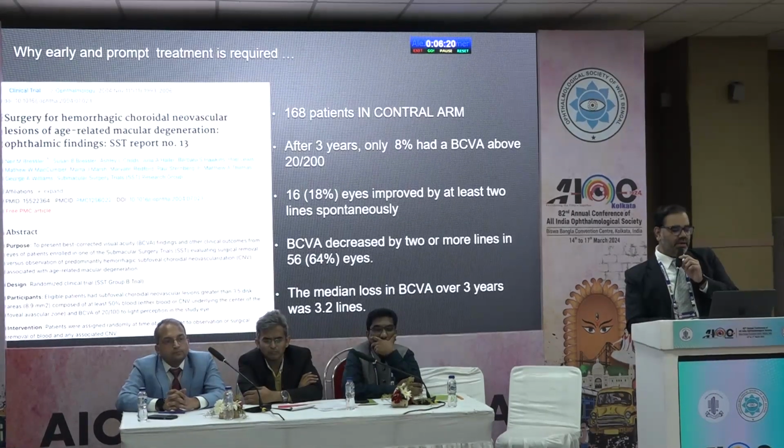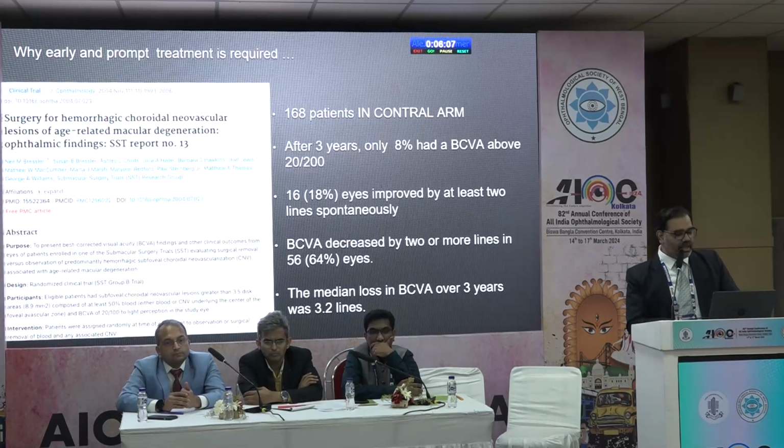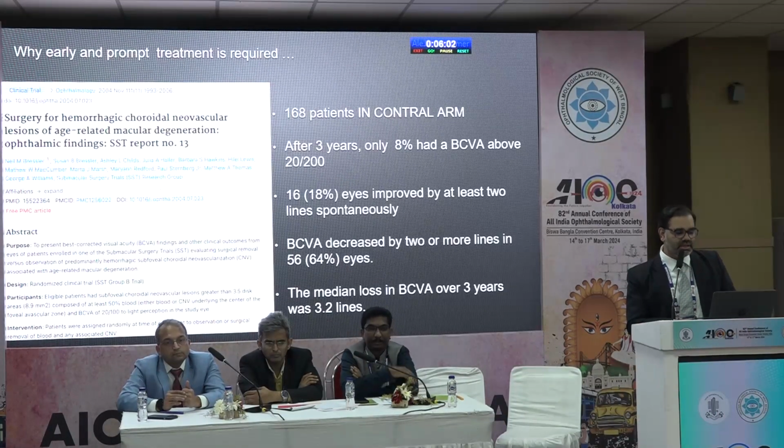The other thing I want to emphasize is why we need to do early and prompt treatment for these patients. This was a study done way back in 2004, where they did surgeries for submacular hemorrhagic choroidal neovascular lesions. They had 334 patients, of which 168 were in the control arm. The criteria were a subfoveal neovascular lesion of size 3.5 disc areas, composed of at least 50% blood, with visual acuity less than 20/200.